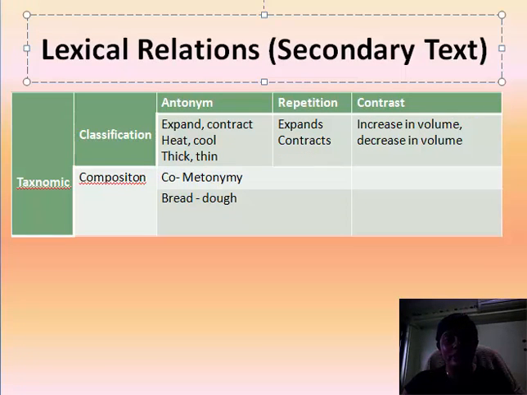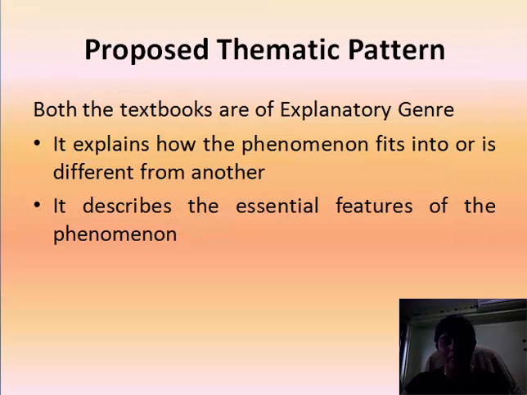As for the lexical relations in the secondary school text, in terms of classification for antonyms, there was expand, contract, heat, cool, thick, and thin. There was no synonym as well. In terms of repetition, we had two words, expands and contracts. In terms of contrast, it was increase in volume, decrease in volume. For composition, part-whole, we had bread being the whole and dough being part of the bread.